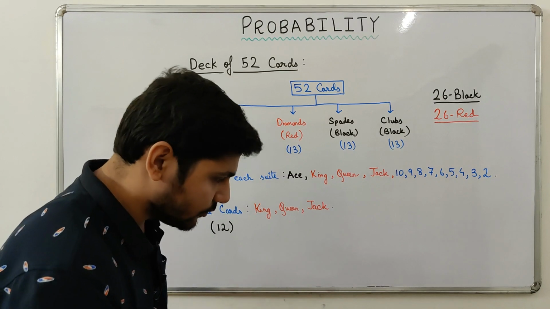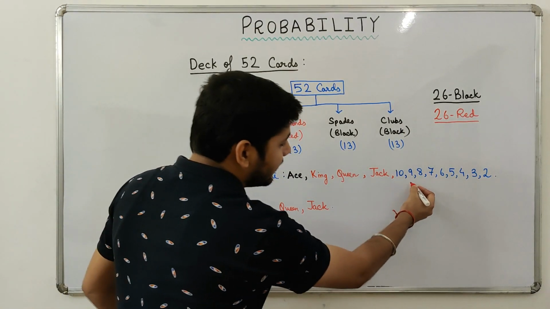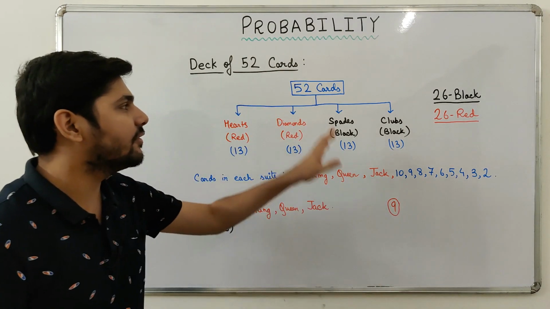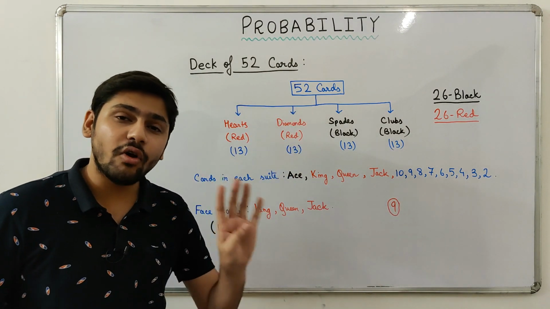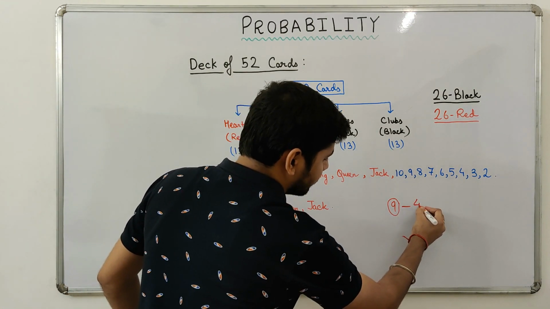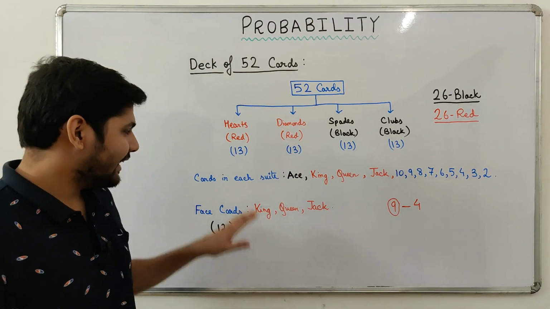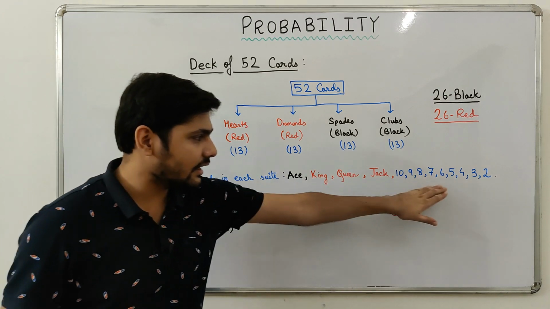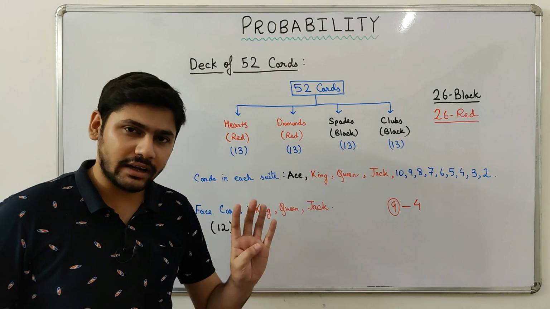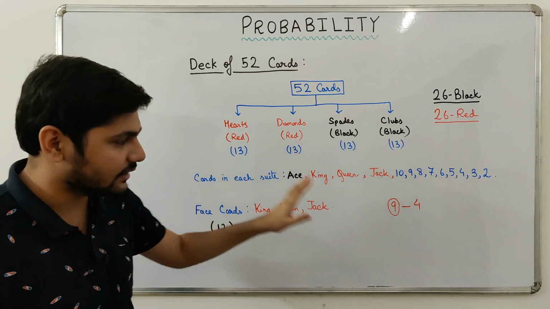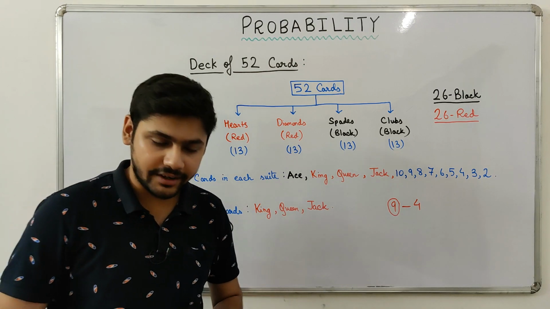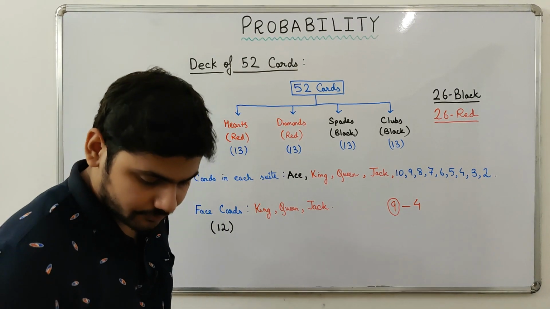Now if I ask you, say, how many 9s are there in a pack of 52 cards? There are 4 9s in a pack of 52 cards. As I told you, each suit contains these cards and there are 4 suits. So every card is present 4 times in a pack of 52 cards. So 9 is present 4 times, but the 9s are different. Let me show it to you.